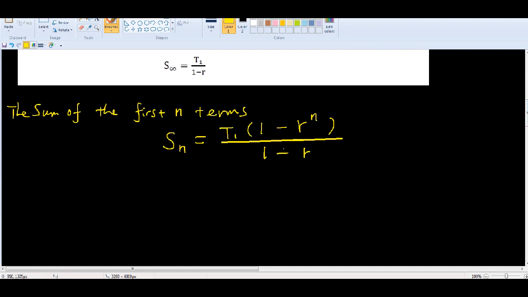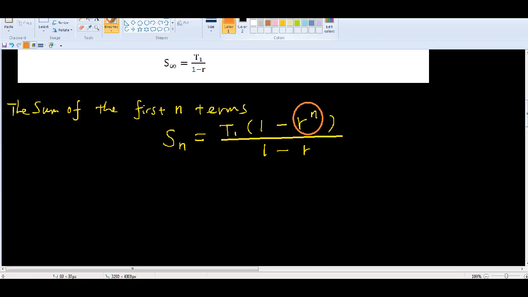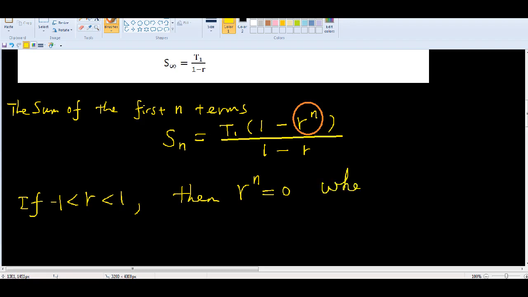Let's consider one particular term. Let's focus on r to the power n. Given a value, if r is between minus 1 and 1, then what happens as n gets bigger? We will see that r to the power n will become 0 when n tends to infinity.